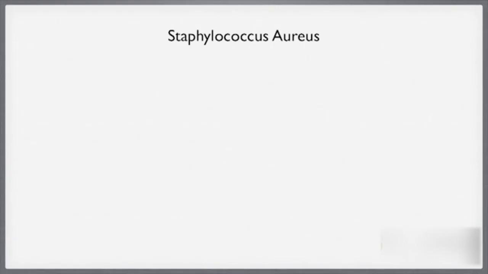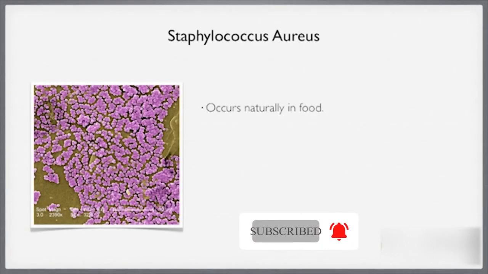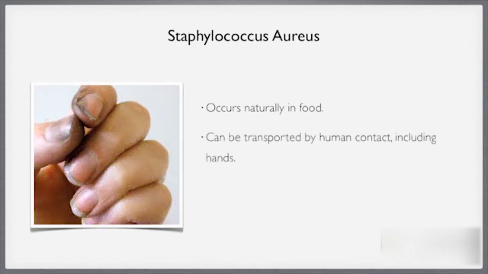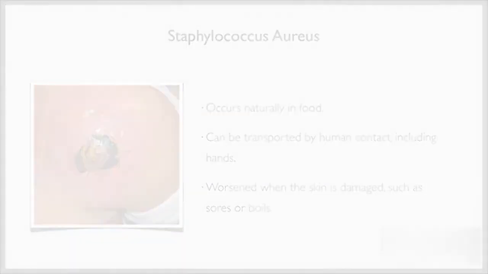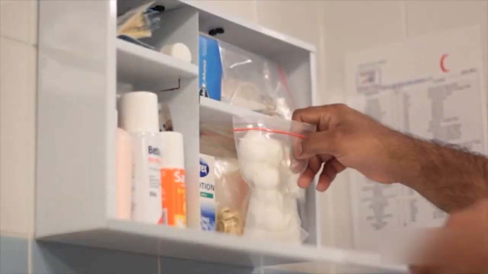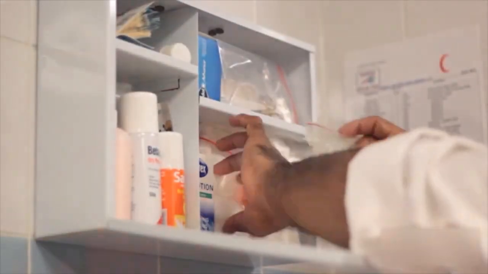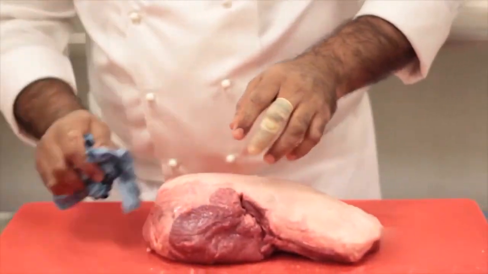Next, we have Staphylococcus aureus. This bacterium occurs in food and may be transported from one food to another by human contact, including hands and other parts of the skin. Cross-contamination is worsened when the skin is damaged, such as with sores or boils, as more of the bacteria is harbored in those cuts or scrapes, and therefore can be transferred onto the food.